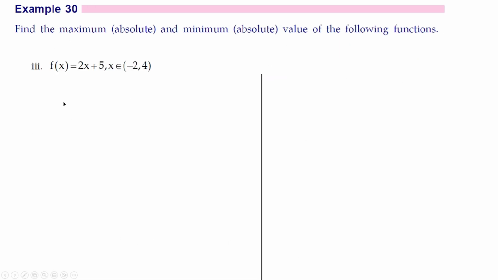Next we have f of x is equal to 2x plus 5, where x belongs to the open interval (-2, 4). So since x belongs to the open interval (-2, 4), we have -2 less than x less than 4. Let us multiply by 2. So -4 less than 2x less than 8. Let us add 5. -4 plus 5 less than 2x plus 5 less than 8 plus 5.